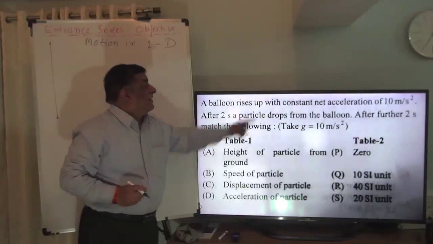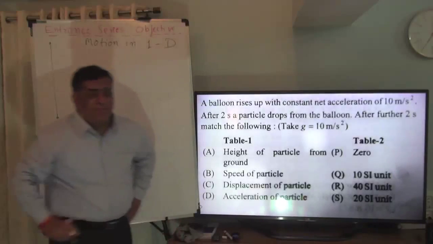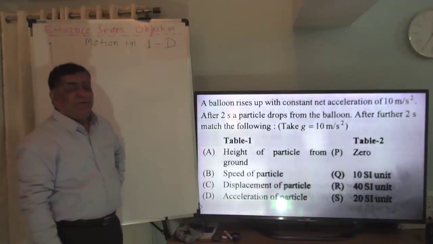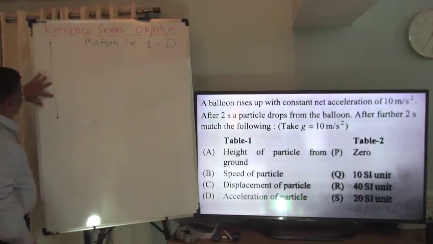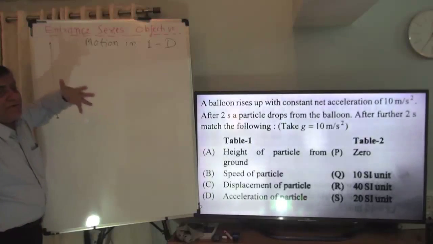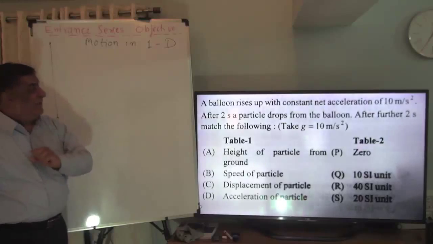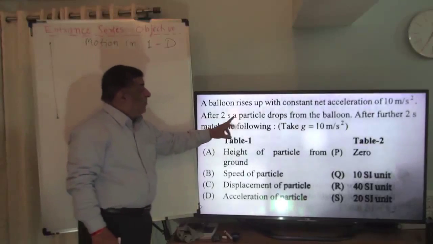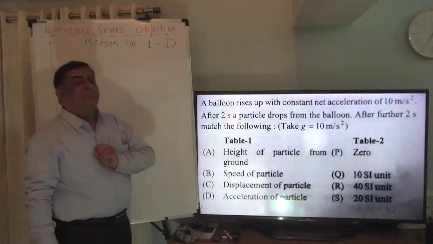After 2 seconds, a particle drops from the balloon. Now, when a particle is dropped from the balloon, what should be its velocity? If we drop it here, here, or here, what is the difference? The answer is: whenever we drop a particle, its velocity is the same as the velocity of the balloon.